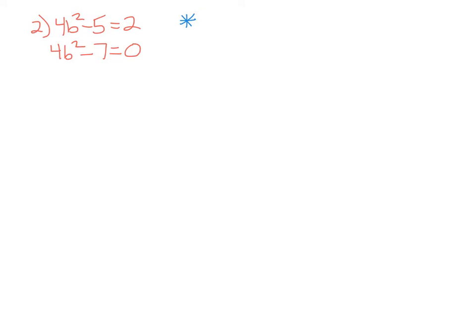So same problem. 4b squared minus 5 equals 2. And let's try the new way. The new method is you need to get the b squared isolated. So you need to unwrap this. So the opposite of subtract 5 is add 5. So you're going to add 5 to both sides. That gives you 4b squared equals 7. And then divide by 4 on both sides. And b squared equals 7/4.